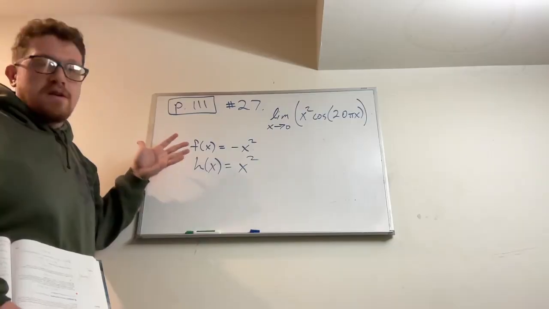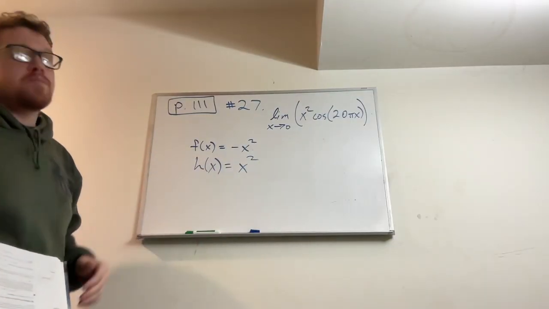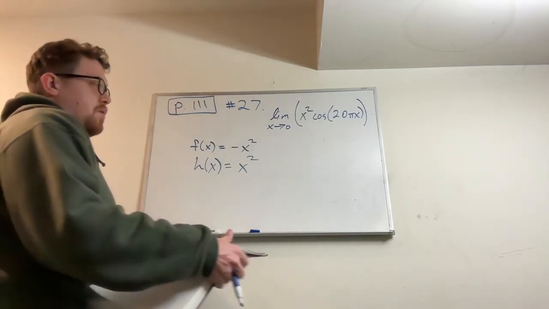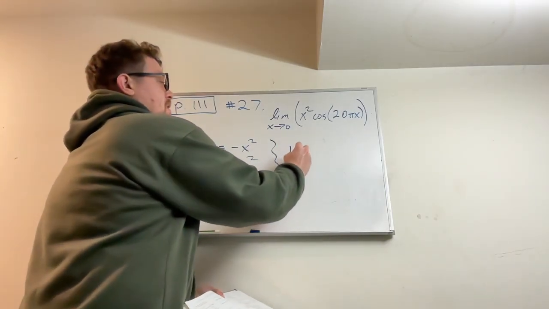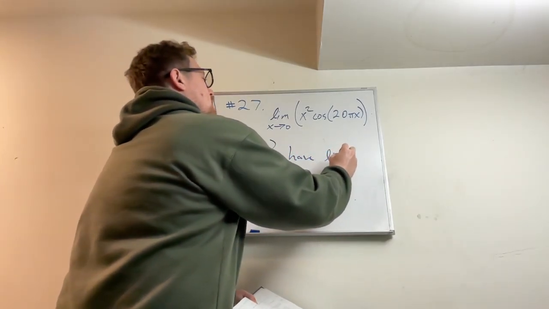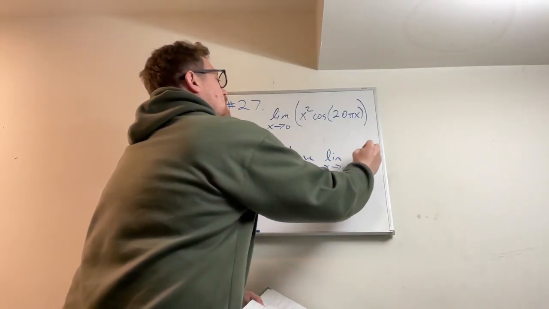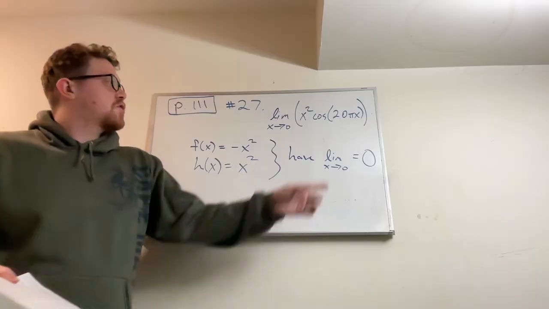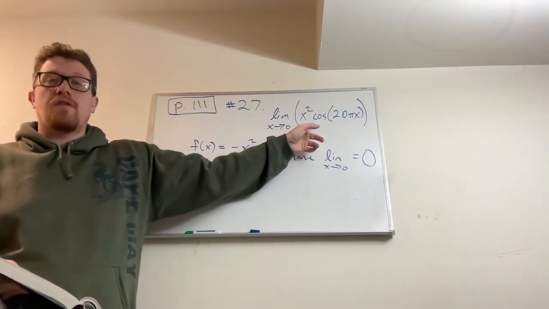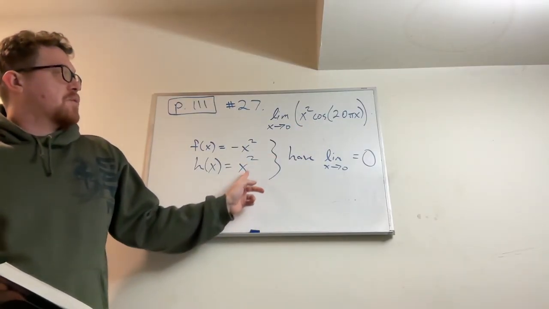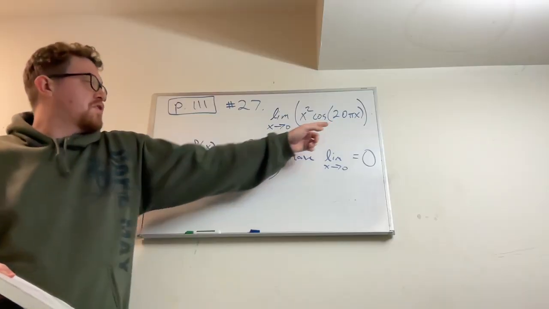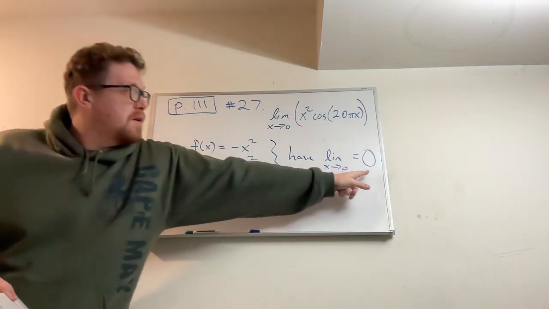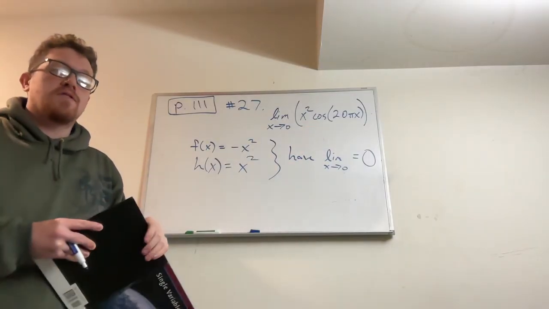They have limits. They're continuous functions, so we can just plug in the value. The limit at 0 is just 0. Right, so since these both have limits equal to 0, and because they strictly bound this function, meaning x squared is always greater than or equal to this function, and negative x squared is always less than or equal to this, and because they have the same limit, which is 0, that tells us that this limit is also 0.